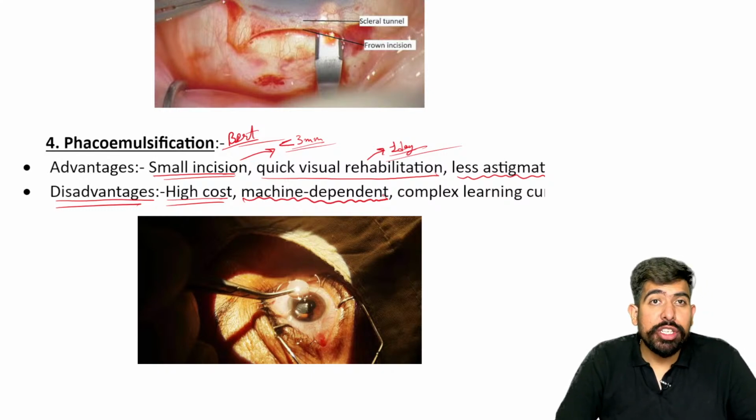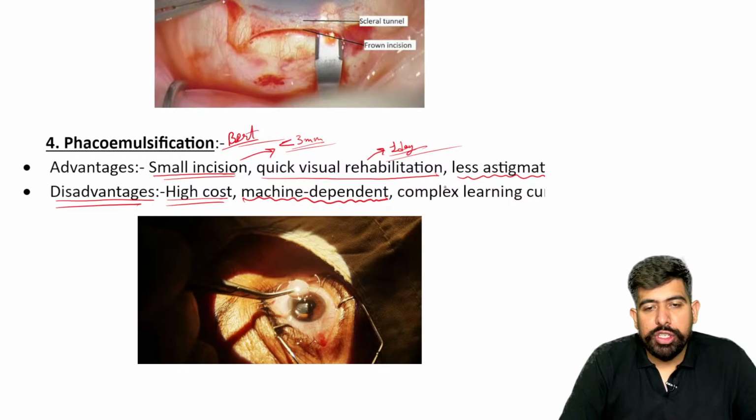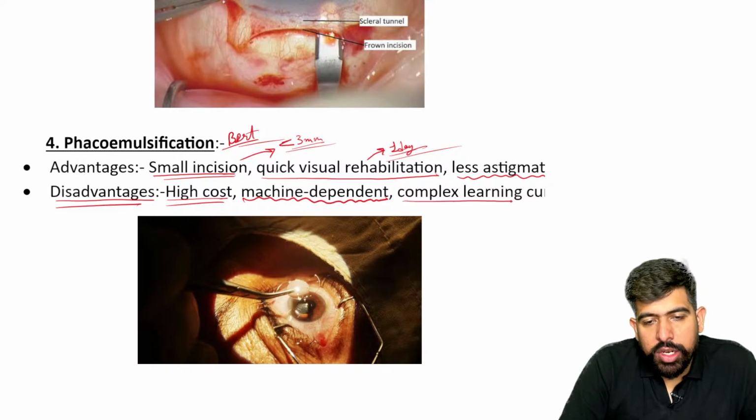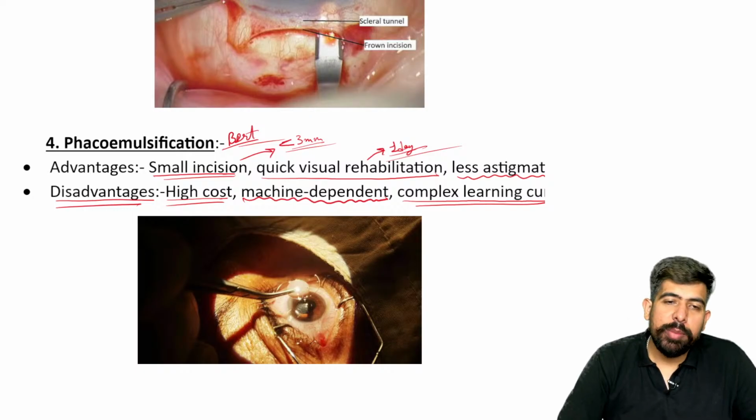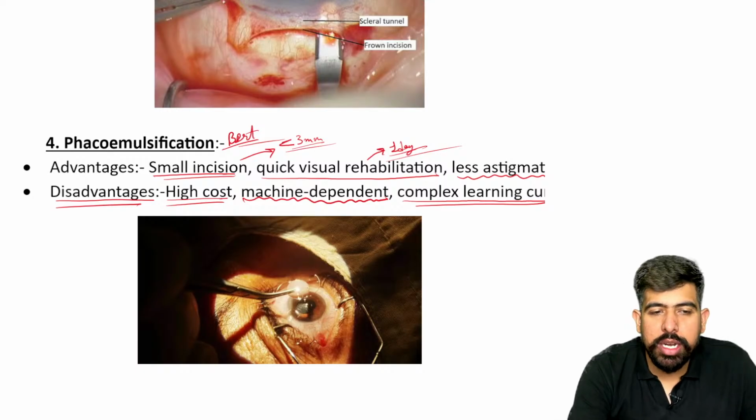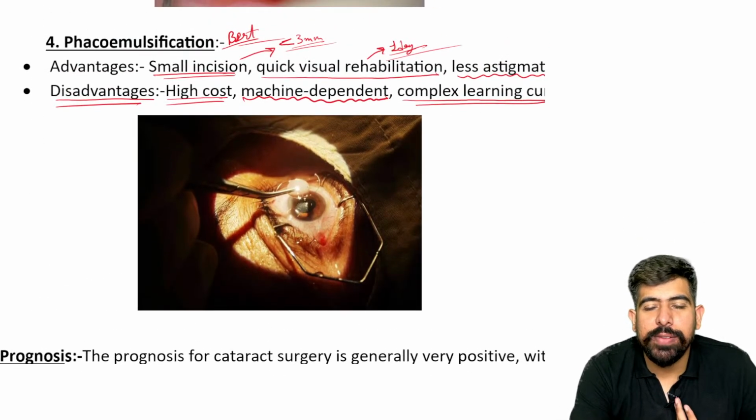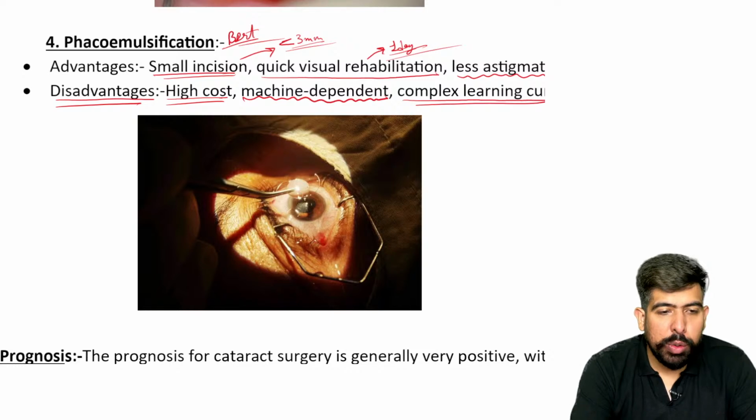And also this is machine dependent because for phacoemulsification we have to use the phacoemulsification probe or machine. Also, this has a very complex learning curve. For doctors learning it, it is a little complex, or we can say a complicated procedure, rather than SICS. SICS is very easy to do compared to phacoemulsification.